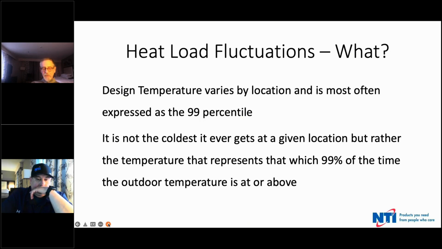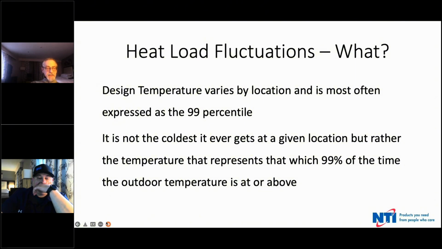So what we're designing for is not the absolute coldest that it ever gets at a given location, but rather, as we average over a long period of time, it's that temperature at which 99% of the time it's either at or above. So there are going to be transient instances when the temperature drops below design, but the thermal flywheel effect of the building is going to keep you from ever actually feeling that. And that's why oversizing really just doesn't make sense.